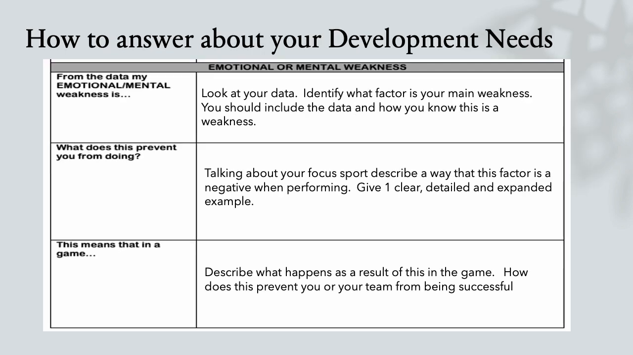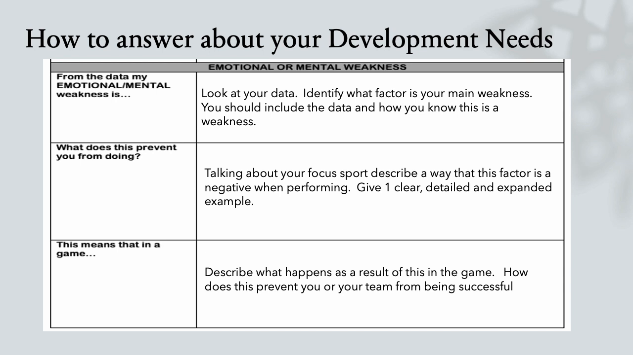Okay, and finally, just looking at a similar slide, but looking at the development needs section. So the information here is very similar to that on the previous slide, but just looking at it from the other aspect, from the aspect of your weaknesses. So again, you're going to look at the data you've collected, identify what are your main weaknesses within the physical factor, and then within either the emotional or mental factor. You're going to include the data in your answer, and if you can, you're going to give some information about how you know that's a weakness.